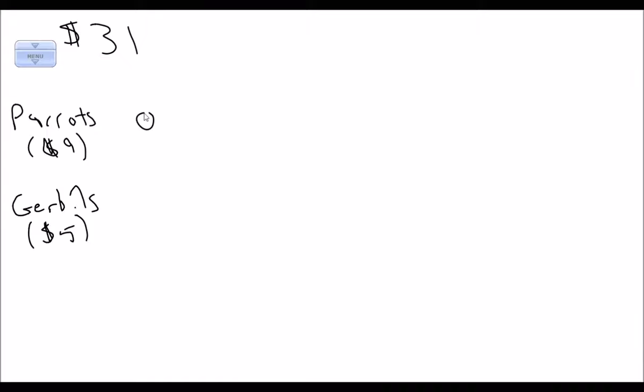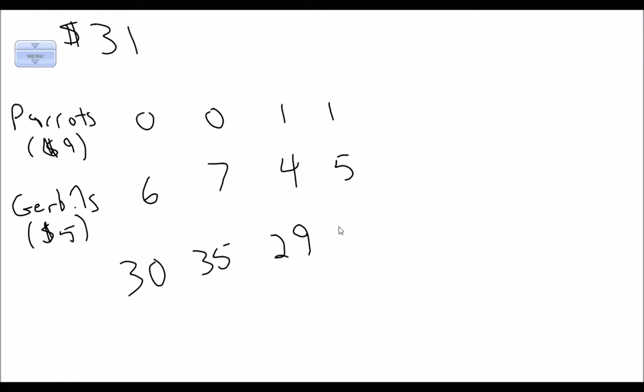If I had 0 parrots, then the closest number under 30 I could get with gerbils would be if I had 6 of them. That would give me $30. That's no good. And similarly, with 0 parrots and 7 gerbils, I'd be at 35. Okay, that's not 31. What if I had 1 parrot? If I had 1 parrot, that'd be $9. I could have 4 gerbils for $20. That would be $29. Or I could have 1 parrot and 5 gerbils. That would be $34. Okay, again, neither of those give me the number I'm looking for.